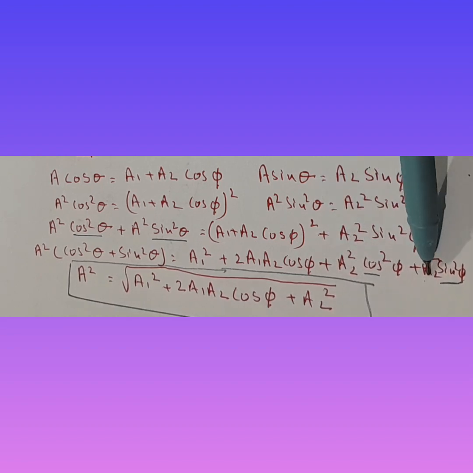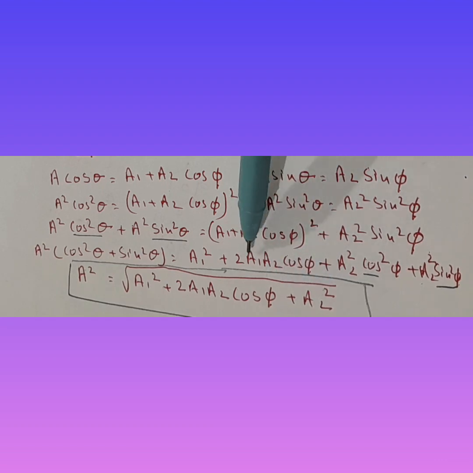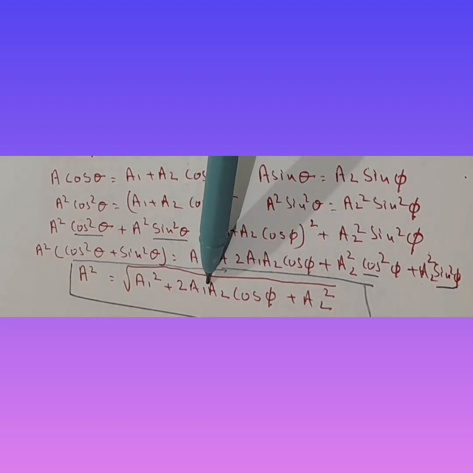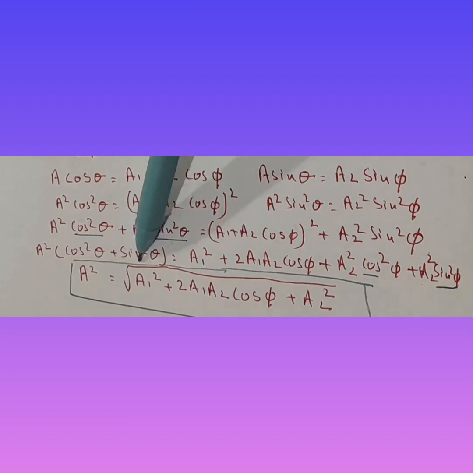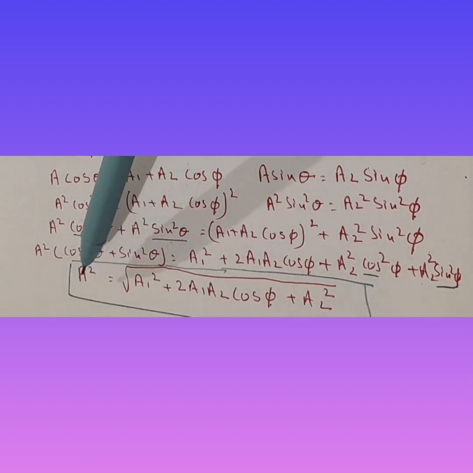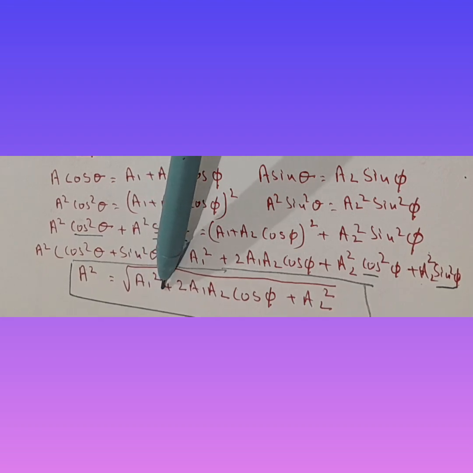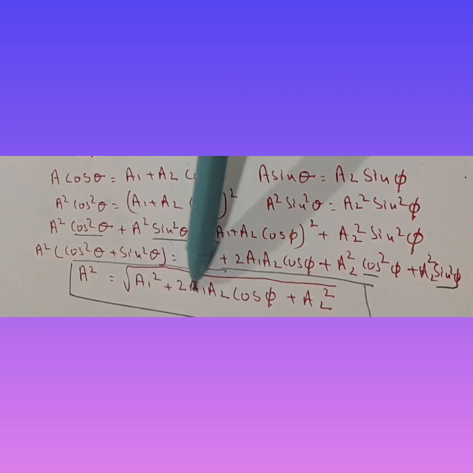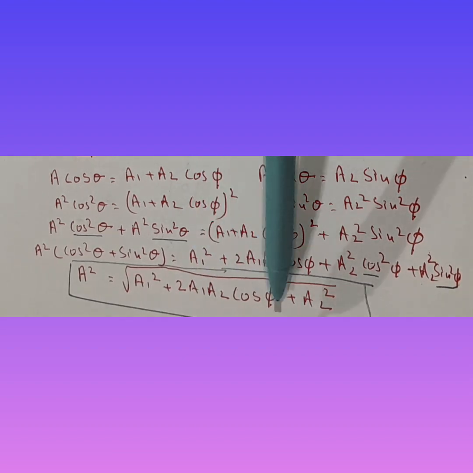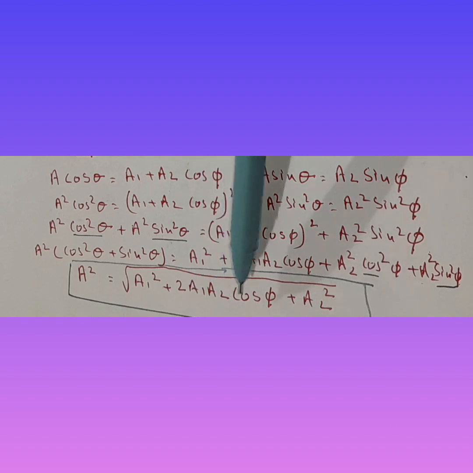So instead of this, we can jot down a2². This remains as it is even in the final equation, and this a1², and this, as we already saw, had become 1. So A² = a1² + 2a1a2 cos φ + a2². That is, the final amplitude squared equals wave 1 amplitude squared plus 2 times the product of the two wave amplitudes times cos φ plus wave 2 amplitude squared. This is the equation to be kept in mind.